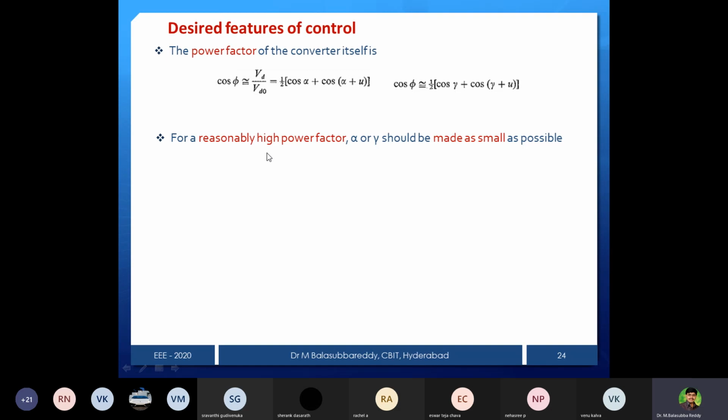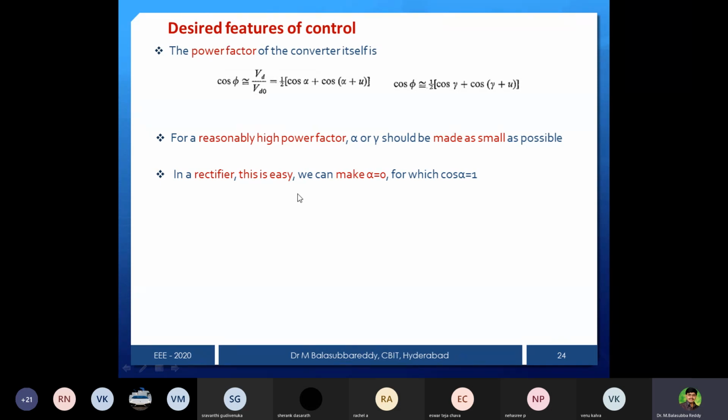And for a reasonably high power factor, what is the constraint? This cos phi is the power factor. What I want to do is keep this power factor high. Alpha or gamma, alpha meaning in the rectifier station and gamma in the inverter station, should be made as small as possible. So if I keep alpha small or gamma small, then your power factor will increase. That is based on the equation.